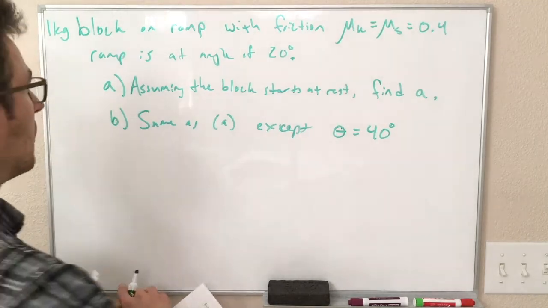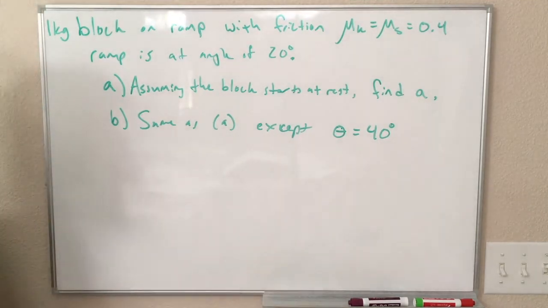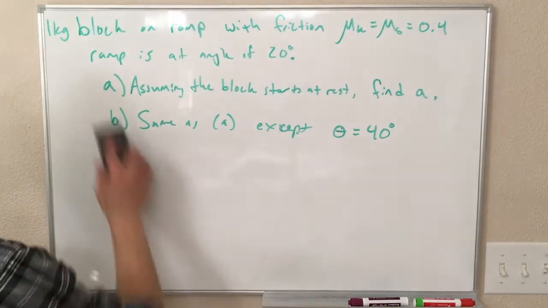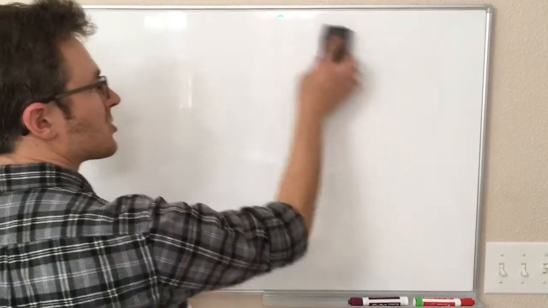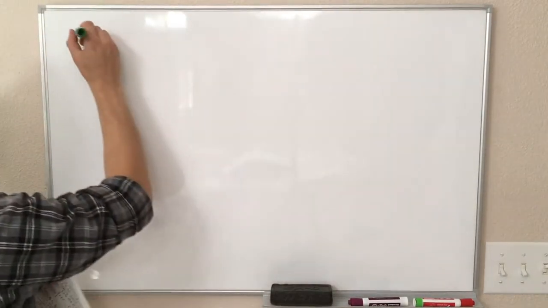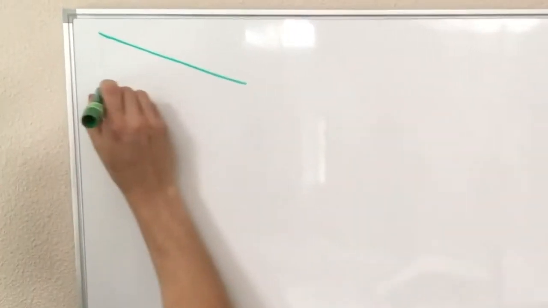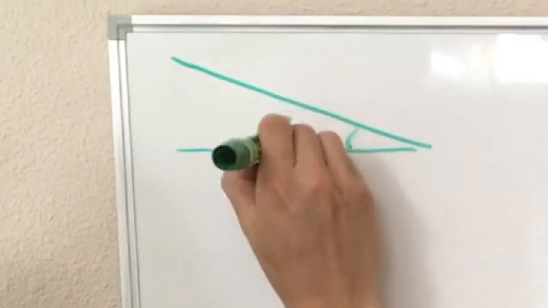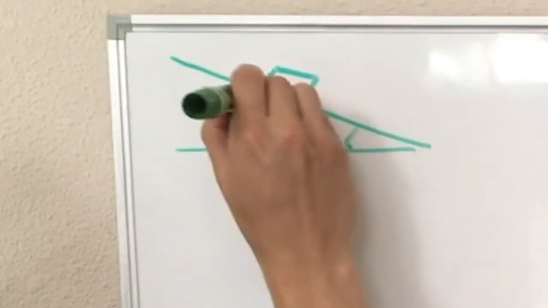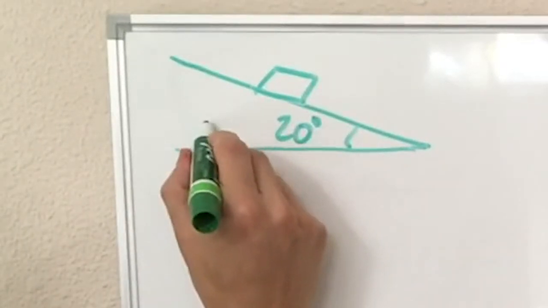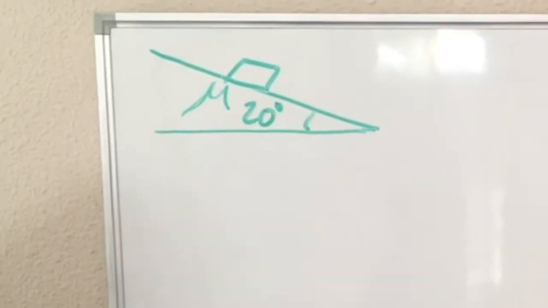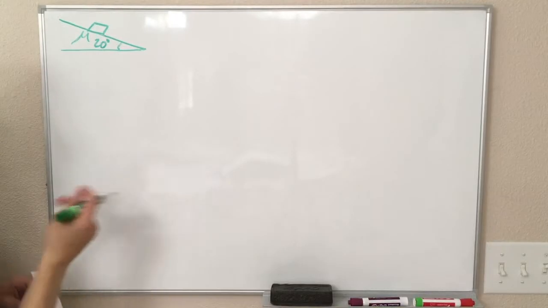Okay, so I'm going to erase this. So write this down, pause it if you have to. And I'm going to erase this to make room for our picture. So we're going to start by drawing a picture. We have our ramp tilted at an angle of 20 degrees. We have our block on it, and it has some friction. I'm just going to remind us of that by putting a mu there. And we want to know its acceleration.